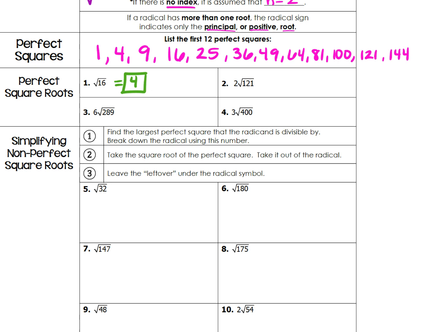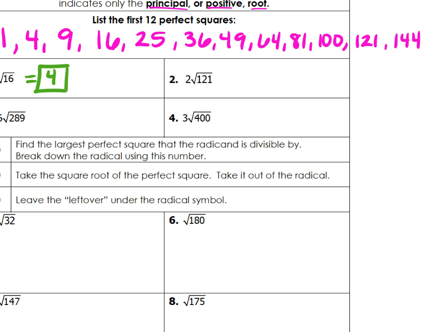Okay, so then look at number 2. This is 2 times the square root of 121. Can you tell me the square root of 121? It's 11. So really this is saying 2 times 11. And you will get to use your calculator on all of this. So you can just plug in the square root of 121. Your calculator will say that's 11, but then you have to remember to multiply them. So 2 times 11 is 22.